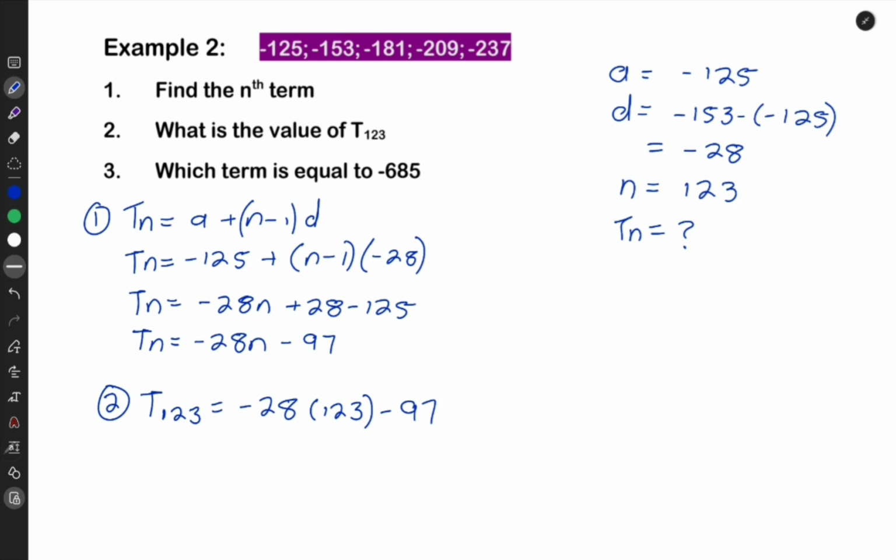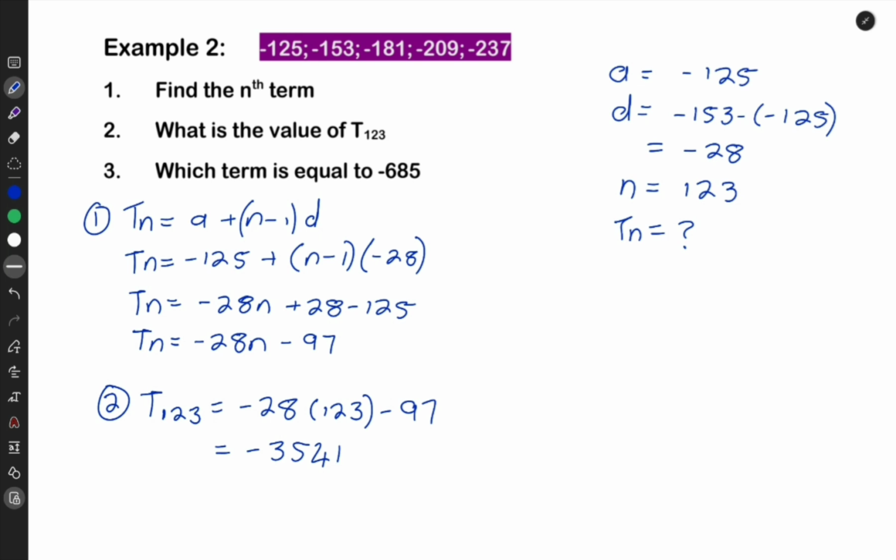Now, you are in grade 12. You are really free to just use the calculator. And the answer here would be minus 3541. Therefore, the value of the term in the 123rd position would be minus 3541.